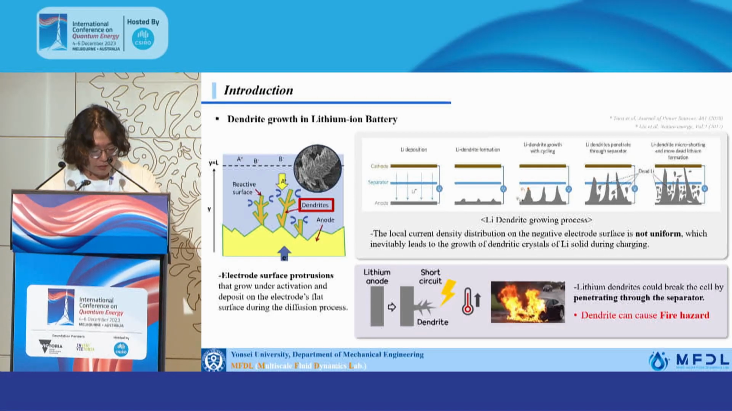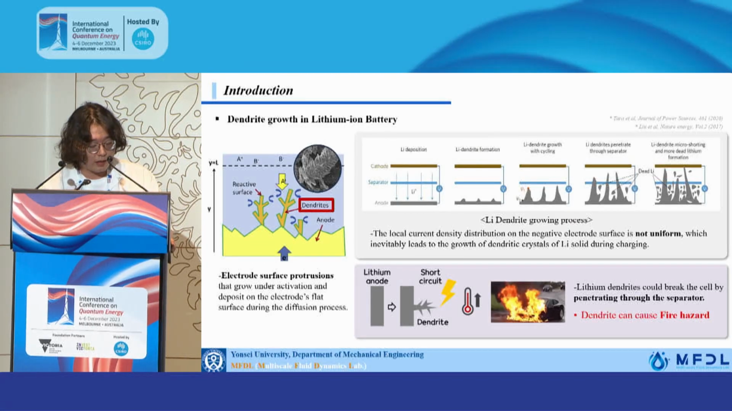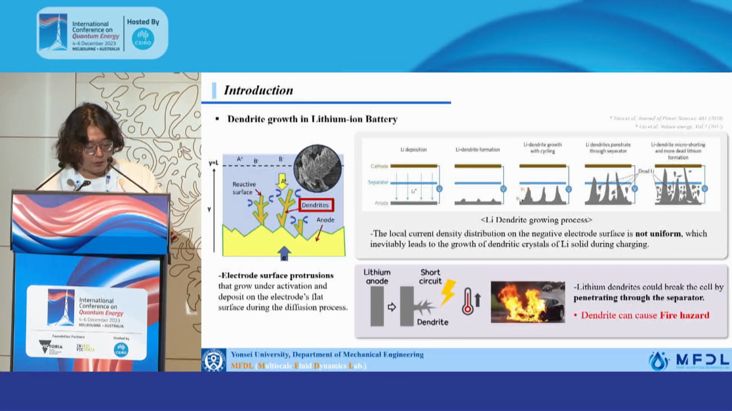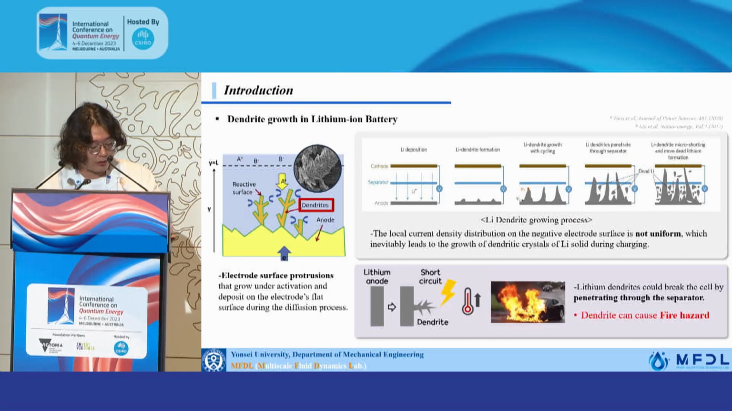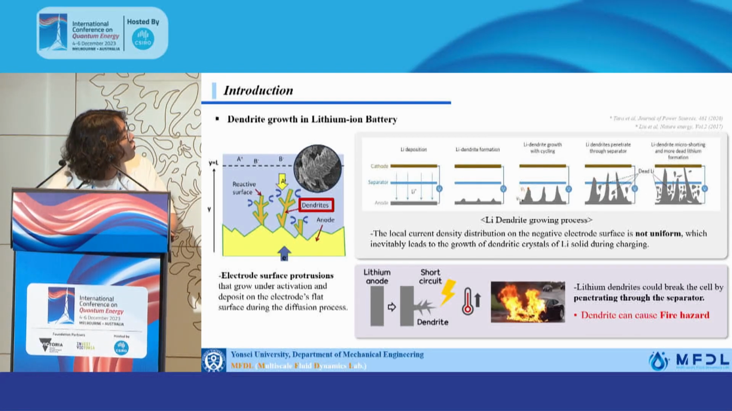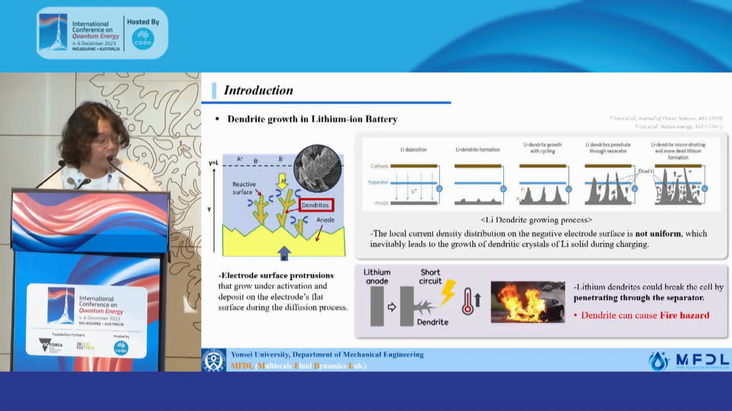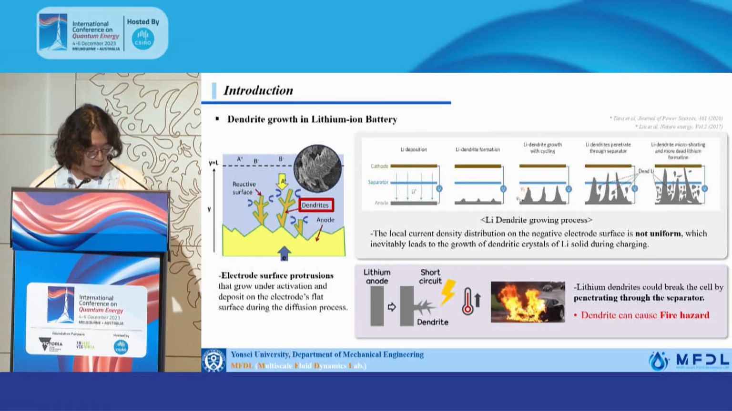Electrode surface protrusions form during activation and deposit on the flat electrode surface. One of the key factors contributing to dendrite growth is the uneven distribution of lithium ions on the negative electrode surface, particularly during charging. Dendrite crystals of solid lithium can extend and penetrate the separator, potentially causing damage and compromising the battery's integrity.